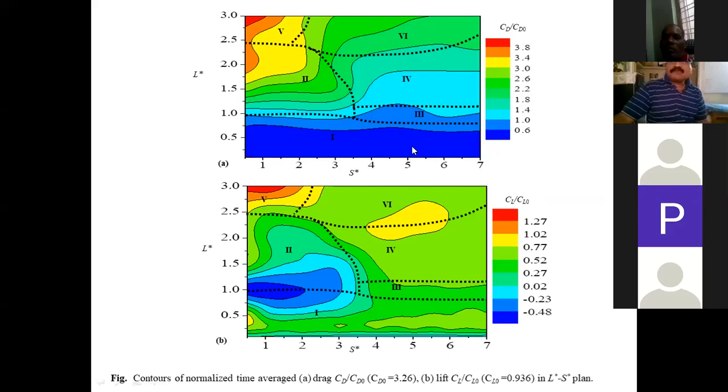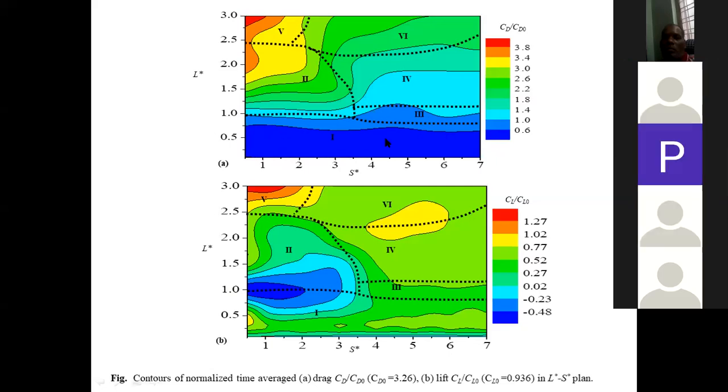In this blue area, in the first region, when the upstream cylinder is near the wall, the drag experienced by the downstream cylinder is very low. It is due to the sheltering effect. The position of the upstream cylinder shelters the downstream cylinder from the incoming flow. Because of that, the drag on the main cylinder is reduced here. But as we move this cylinder far from the wall, the maximum drag is observed in the fifth region for the downstream cylinder. It is because in this fifth region the downstream cylinder is directly exposed to the incoming flow. Because of that, the drag is increased on the downstream cylinder.